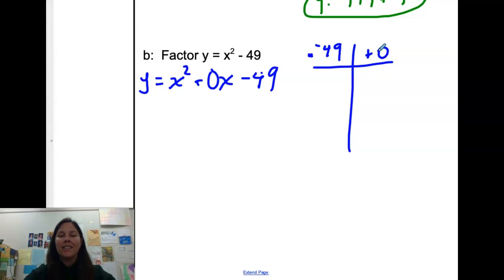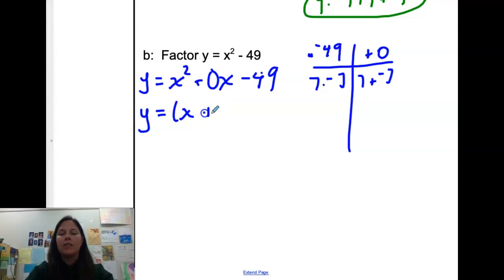In order to add to 0, we need those numbers to be the same, but opposite signs. So what number times itself gives us 49? And that would be 7. So 7 times -7 is -49, and 7 plus -7 will cancel each other out, leaving us with 0. So we're going to factor this as x plus 7 and x minus 7.